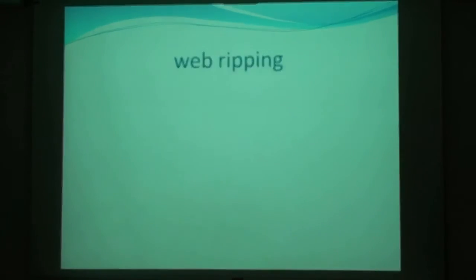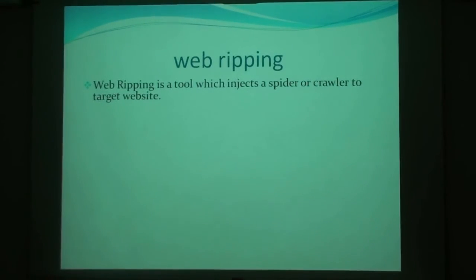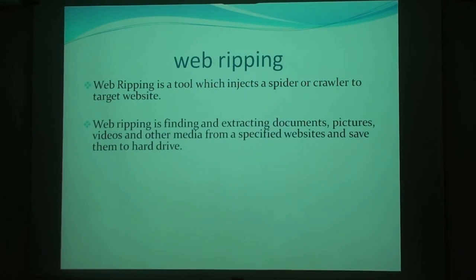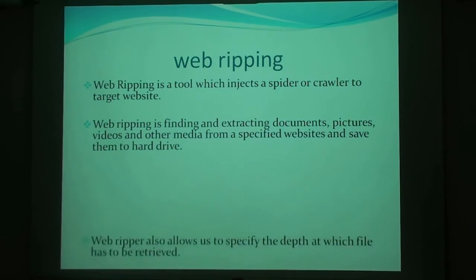The next topic is web ripping. Web ripping is more of a tool, and as the name suggests, it rips off the entire structure of a website where the target website name is given. It basically injects a spider, which is a bot actually, which all search engines kind of use. It actually finds and extracts all the documents, pictures, videos and other media from a specified website. Those documents or other media may or may not be confidential.